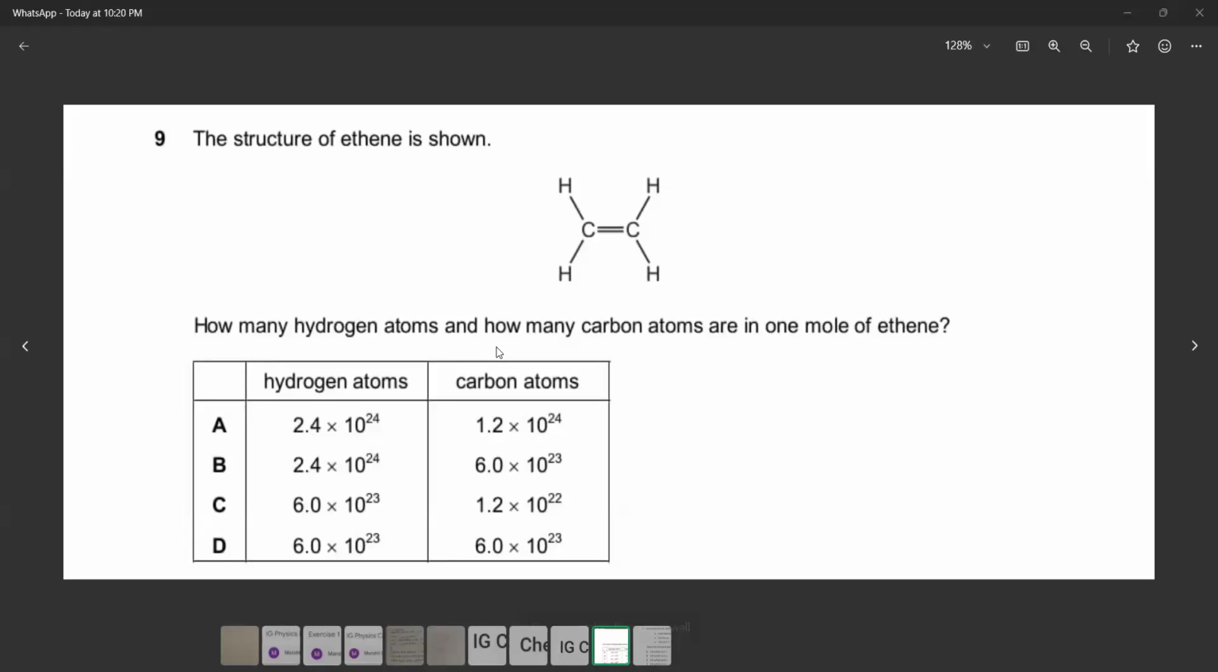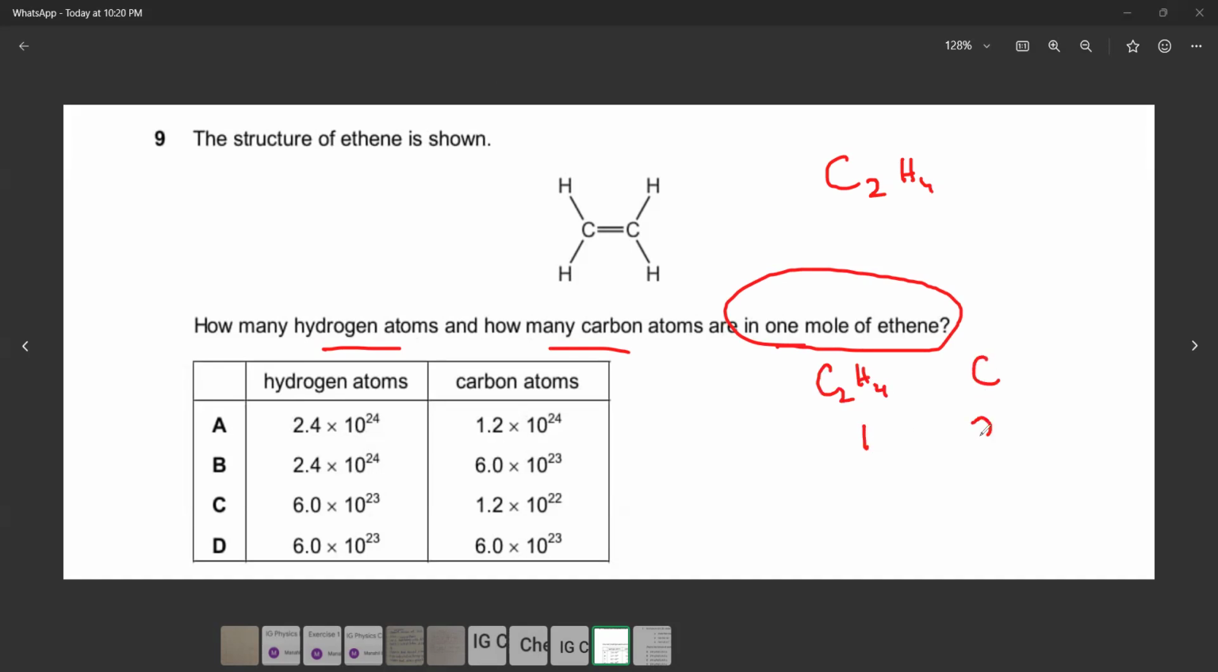The structure of ethene is shown. How many hydrogen atoms and how many carbon atoms are in 1 mole of ethene? So we have 1 mole of ethene which contains 2 carbon and 4 hydrogen. What is the ratio between the carbon and the ethene? The ratio is 1 to 2. One molecule contains 2 carbons. So if I have 1 mole, it contains 2 moles of carbon.